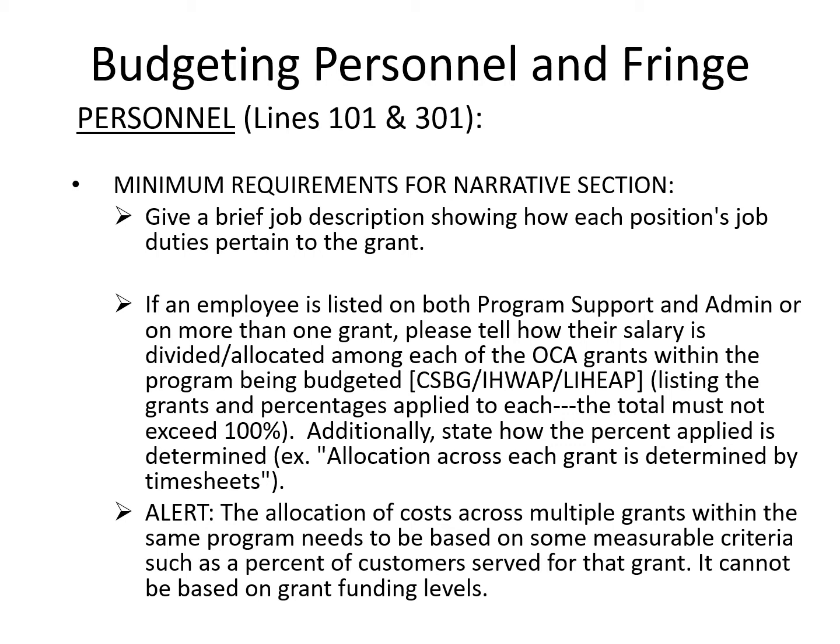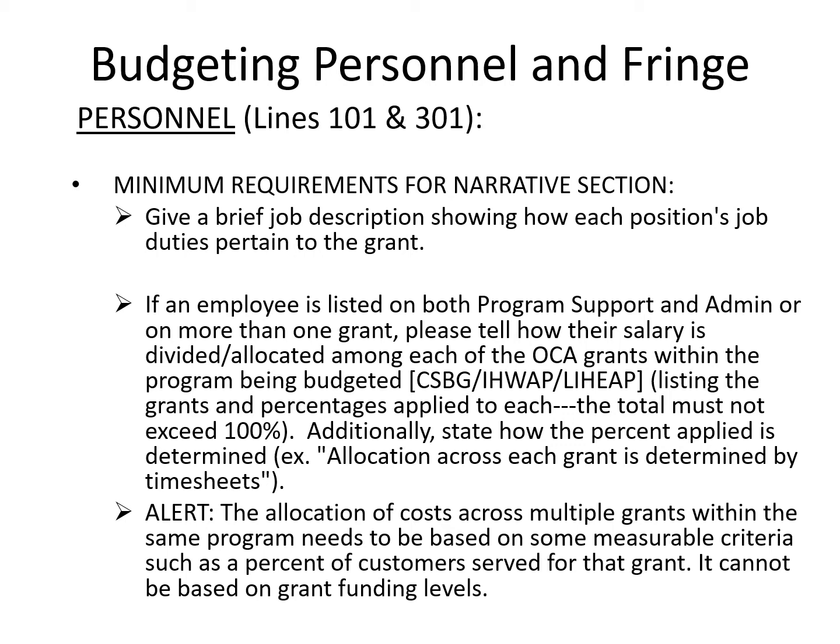So if you're budgeting for weatherization, you would list how that person is spread across all three weatherization grants that OCA provides. You would list the grants and the percentages applied to each. The total must not exceed 100%. Additionally, state how the percent applied is determined. For example, the allocation across each grant is determined by timesheets.